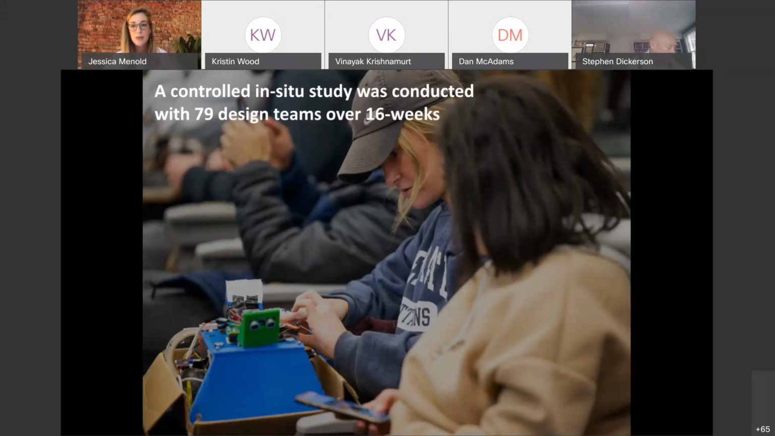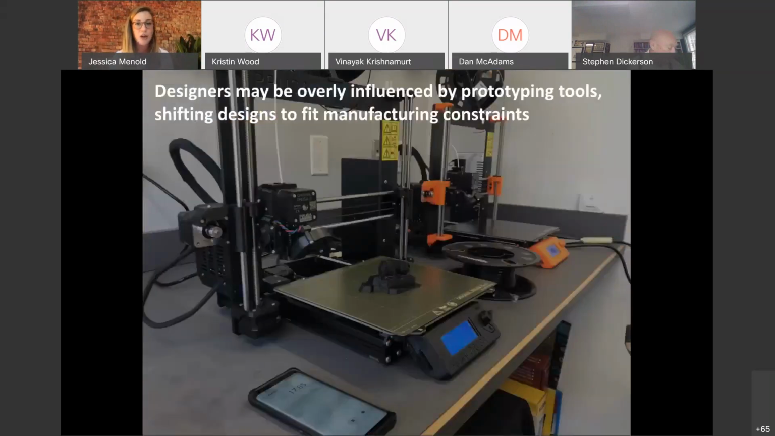And what we found was incredibly fascinating. So first of all, what we're seeing based on our findings is that designers might be overly influenced by the prototyping tools available to them.